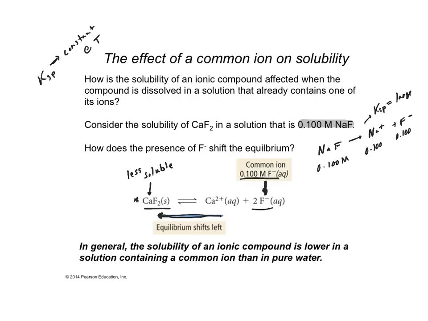This is what we call the common ion effect. Calcium fluoride and sodium fluoride both share the common ion, fluoride. In the presence of fluoride, it's going to shift the equilibrium so that you don't get as much dissolving, because they both have this common ion in effect. So in general, the solubility of something is lower in a solution that contains a common ion comparatively to pure water.